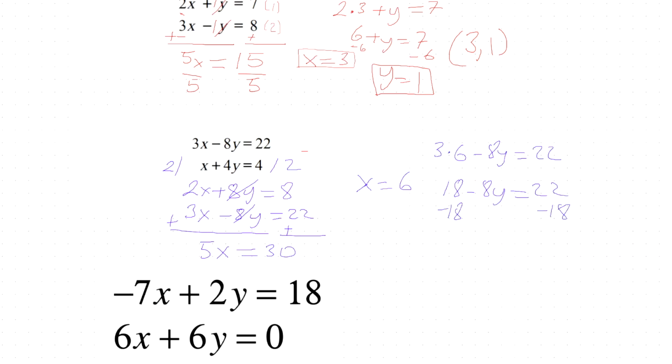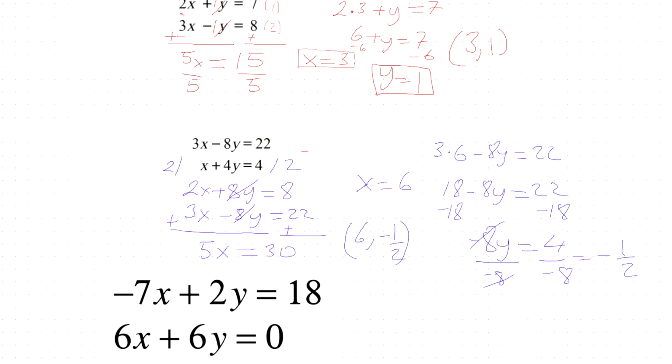-8y is equal to 4. Divide both sides by -8. So this will be -1/2, because when you simplify it. So our solution set is again 6 and, oops, -1/2 on this one. Let's move on to the next example.